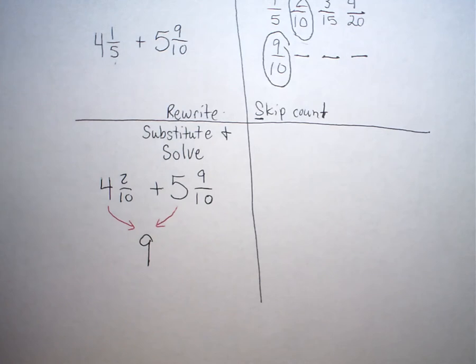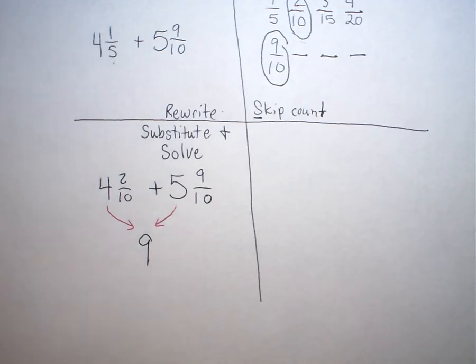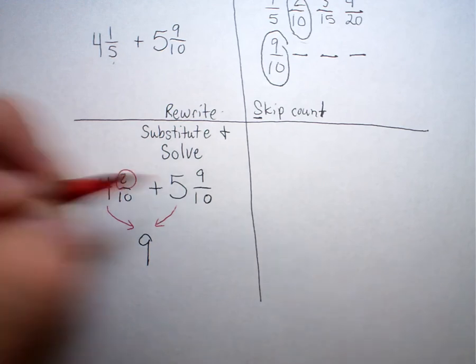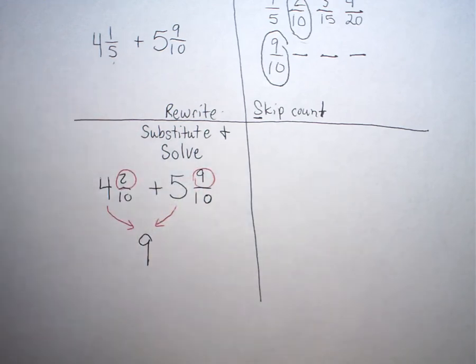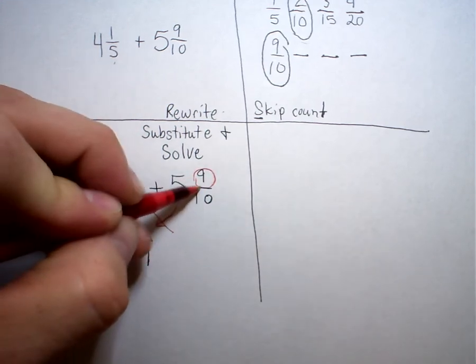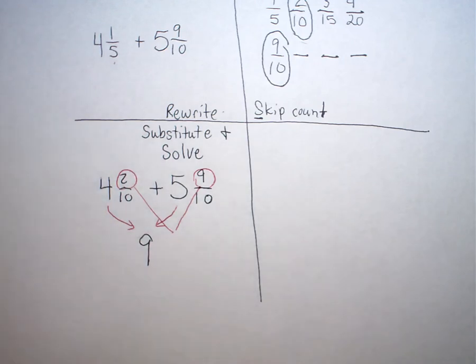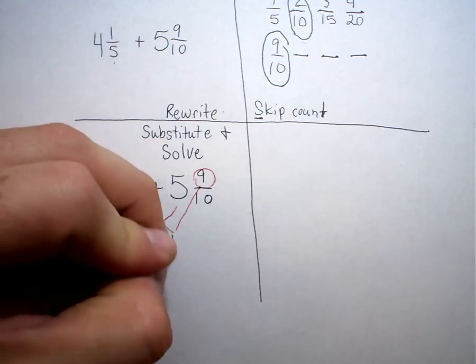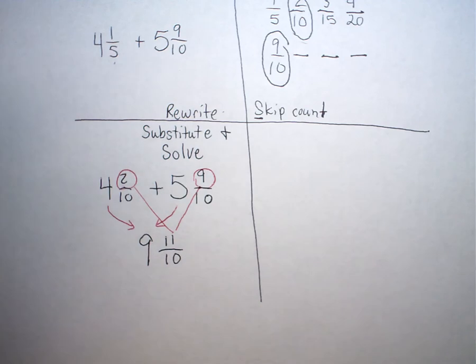4 and 5 become 9, and then I'm going to add the numerators. 2 and 9 get added together to become 11, and the denominator stays the same. So I've solved my adding mixed numbers problem.